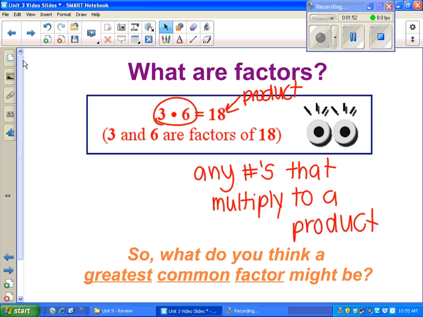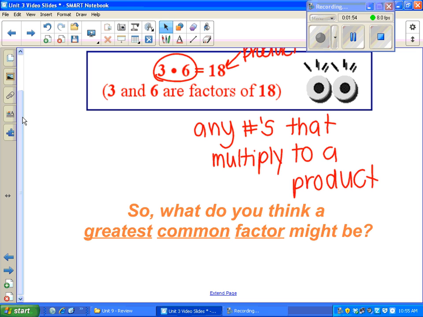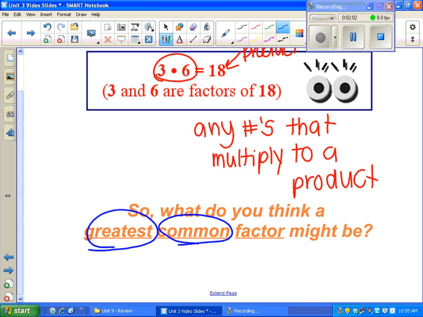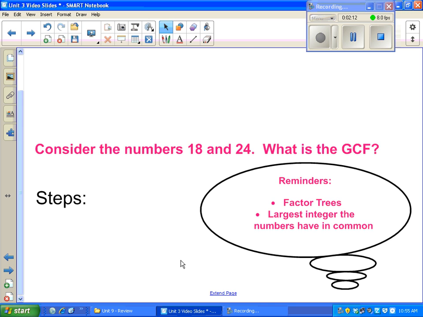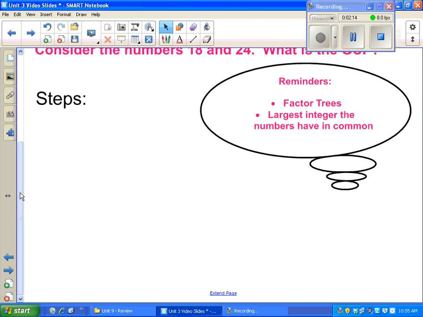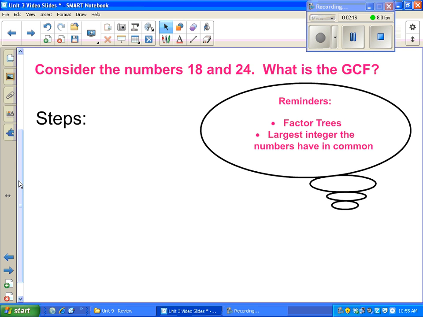We then went into talking about what a greatest common factor might be. And it's exactly what it sounds like. It's the biggest factor that two numbers have in common. So let's take a look at some examples. It says, consider the numbers 18 and 24. What is the GCF? In other words, what is the greatest common factor?